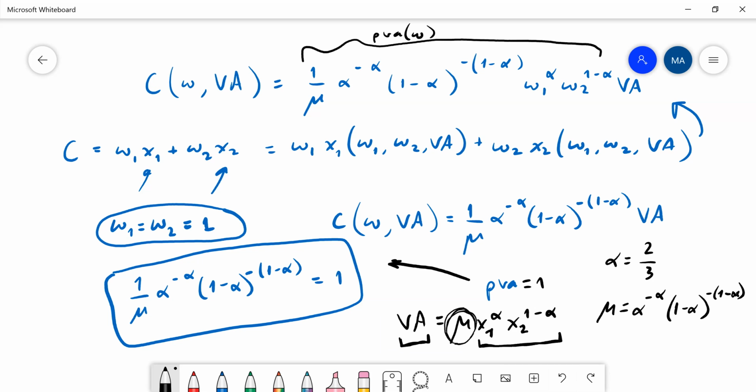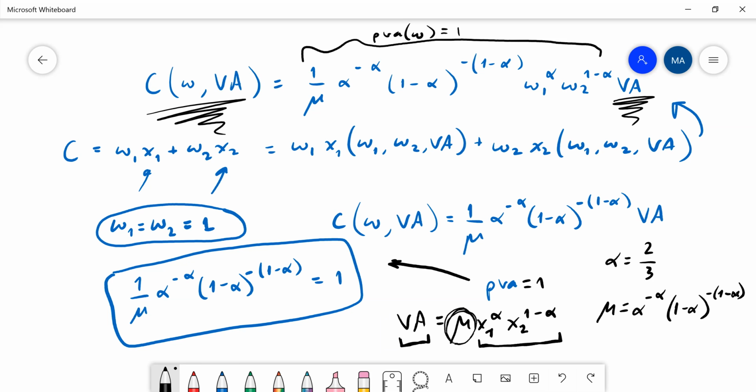What matters here is that you have to use the price normalizations, because in the social accounting matrix you want to interpret these entries, these numbers, as quantities. So this whole thing becomes equal to value added itself, because this part becomes 1. So that's the case for the Cobb-Douglas production function.